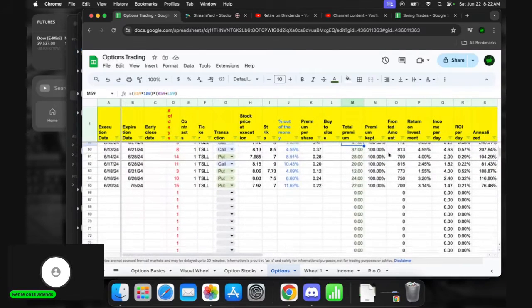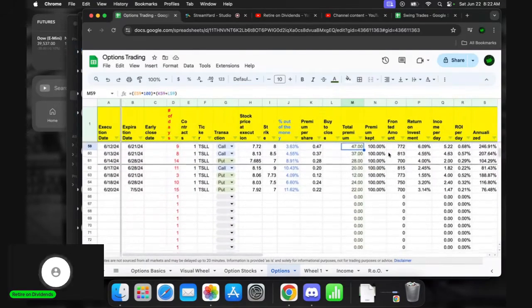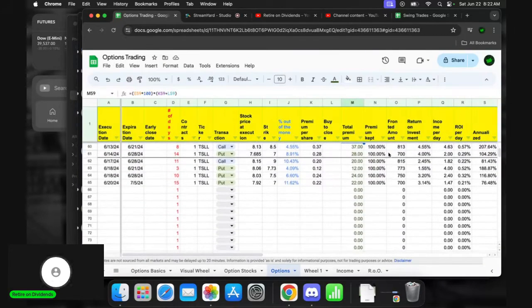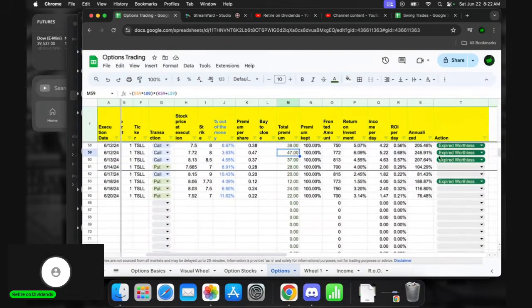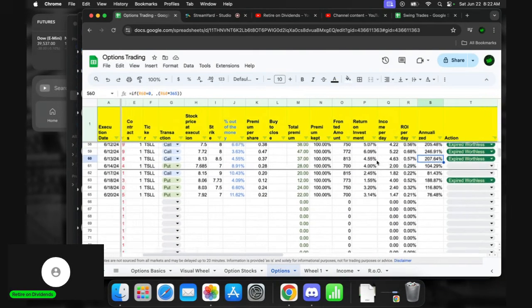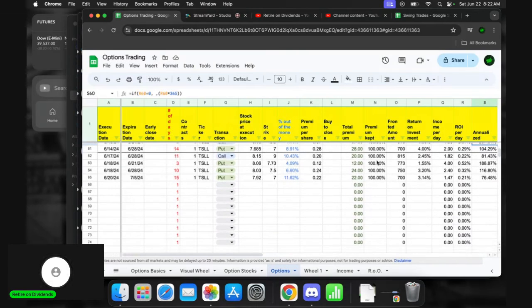So right below that, I have an 850. So obviously, if the $8 expired worthless, the 850 expired worthless. Got 37 bucks. Again, unbelievable. Look at these annualized yields. 205%, 246%, 207%. These numbers are crazy.